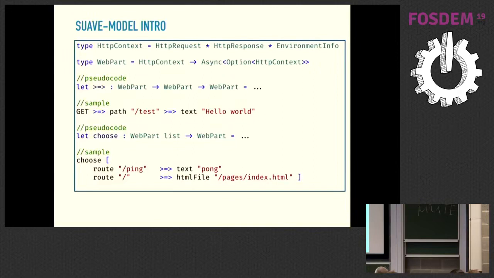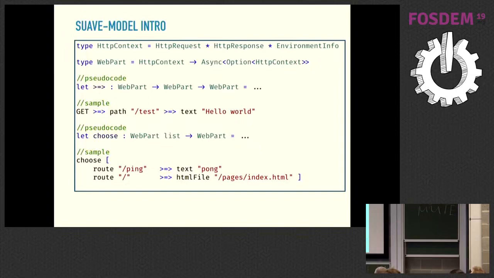The second really important function is the choose function. It takes a list of web parts and combines them together. What it does is execute web parts one by one until the moment when it actually finds a web part that is fully successful, so it goes to the end. So if a request is coming here, it goes to this first web part, it checks if it's ping. If it's not ping, then this whole operation returns nothing. It goes to the second, and so on, so on, so on. This is just a simple example. If it is ping, it goes here. This just returns a response to the user.